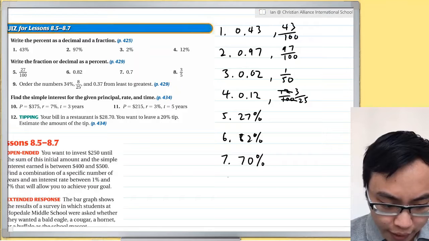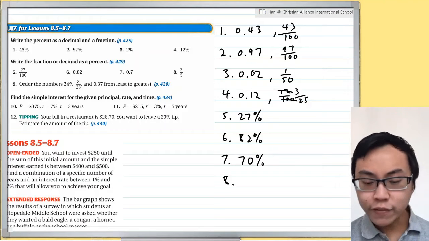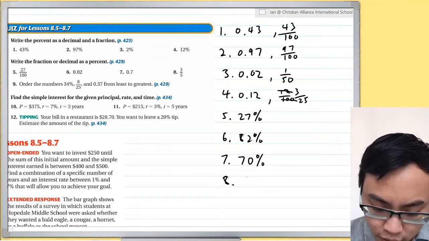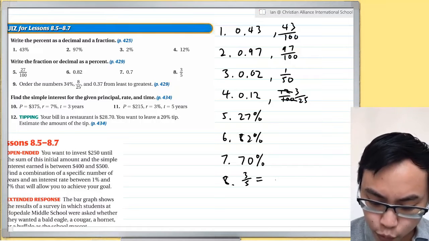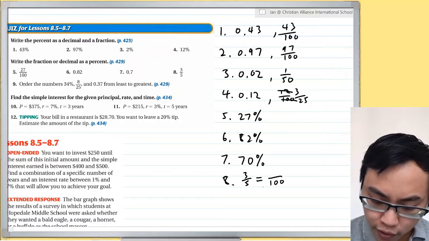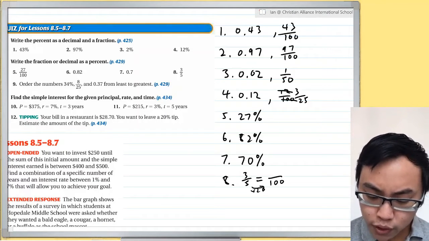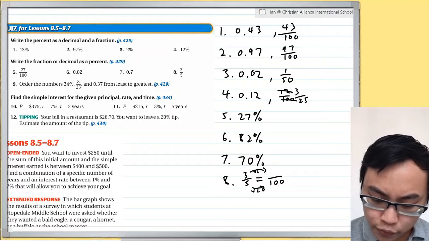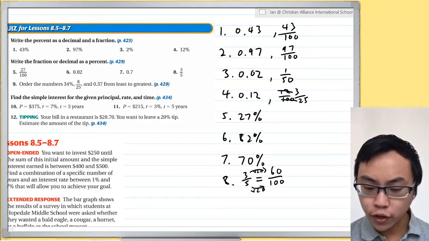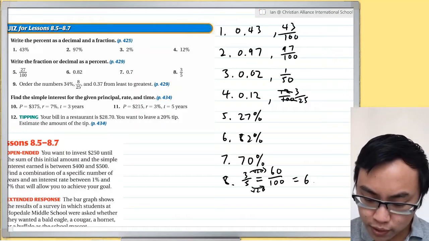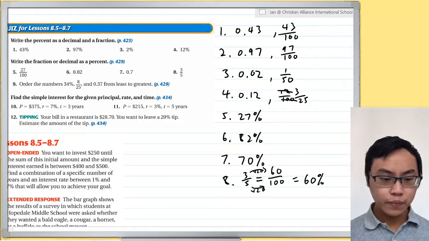And then question 8, 3 over 5, how do we change that into a percent? So 3 over 5 equals something over 100. 5 times 20 is 100, and then 3 times 20 will be 60 over 100, and so that is equal to 60%. Okay?